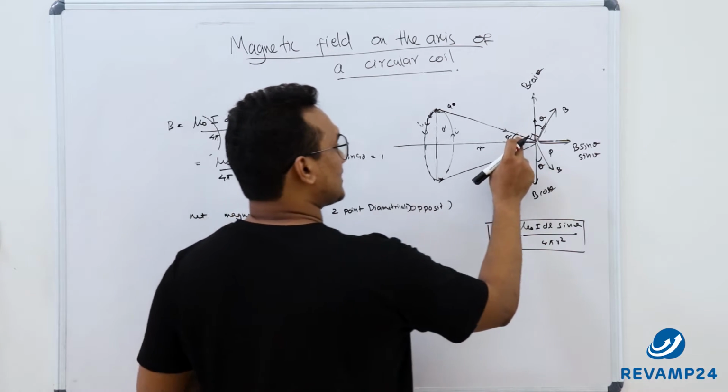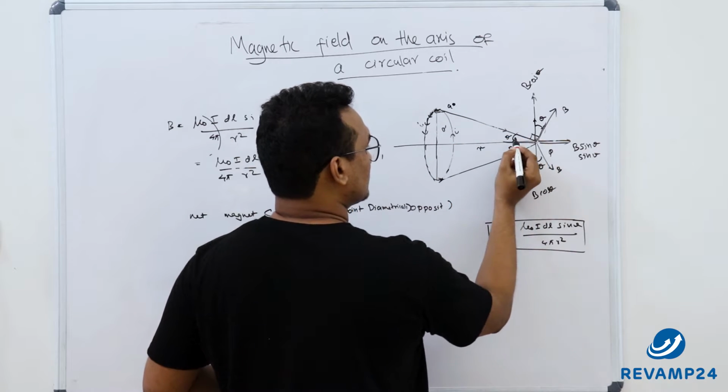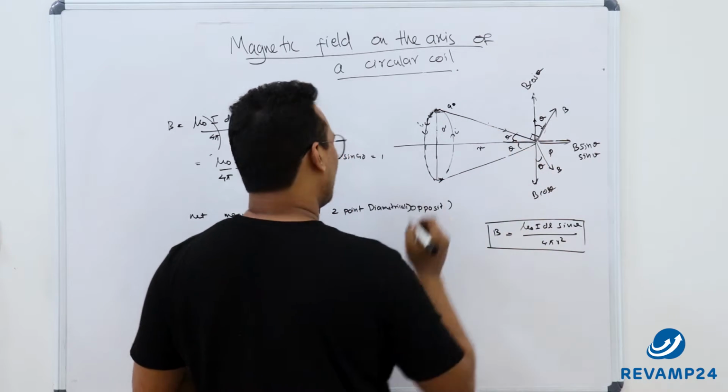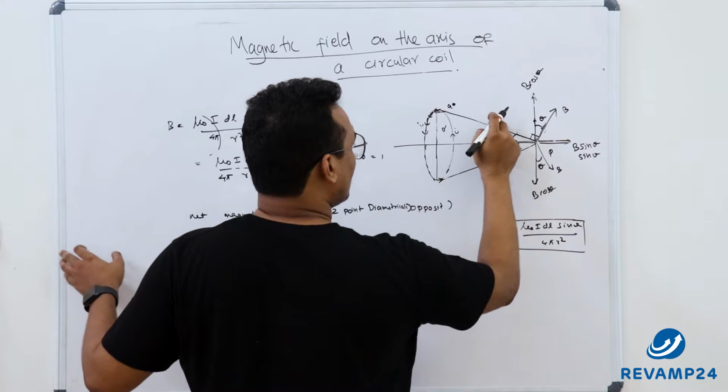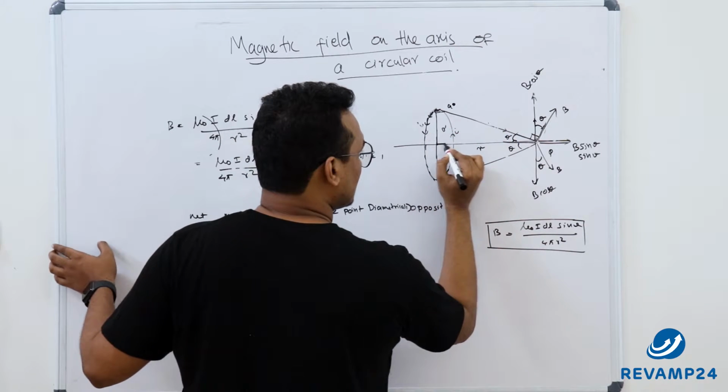Now sin theta. What is sin theta from here? This is a right angle triangle, so sin theta is opposite by hypotenuse. So what is the value of the hypotenuse? If this one is A, this one is X.